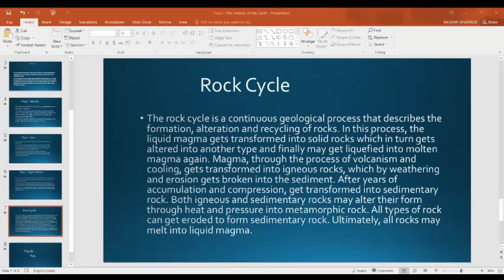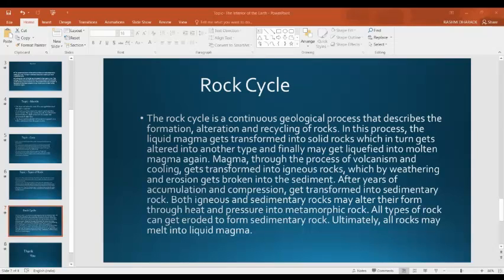Rock cycle. The rock cycle is a continuous geological process that describes the formation, alteration, and recycling of rocks. In this process, the liquid magma gets transformed into solid rocks, which in turn get altered into another type and finally become liquid molten magma again.